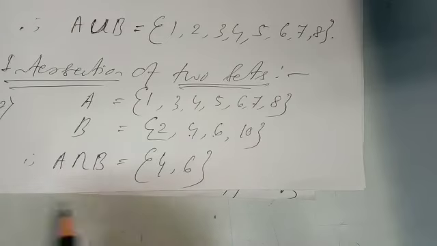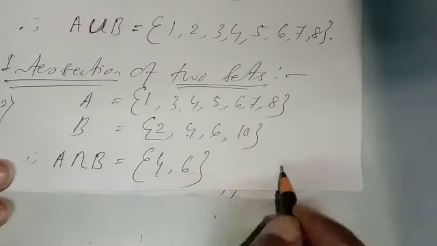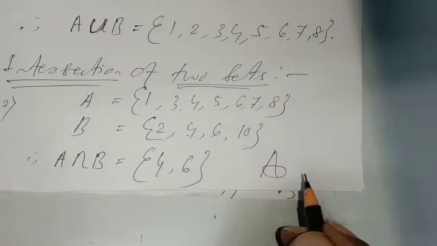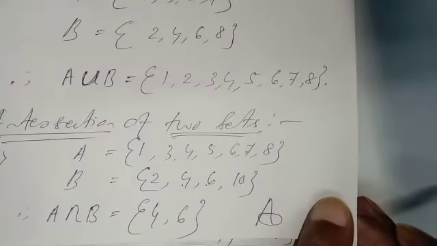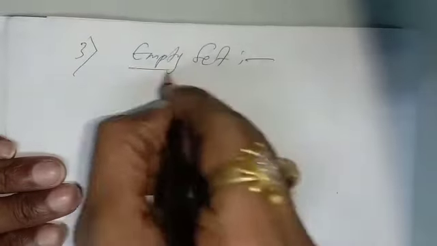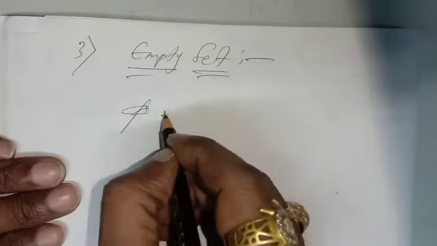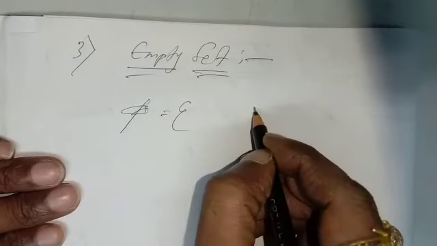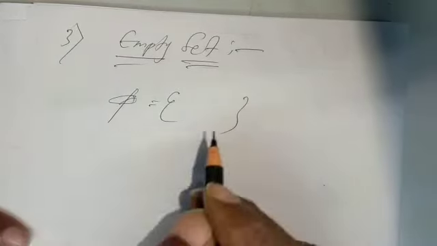That means this is a set intersection. This is a set having common elements between two sets. This is the basic concept of set theory. Okay, let me discuss one more. Next is the empty set. Empty set means it is a set having no element, and it is denoted by phi. You have to write it like this. It is a set having no element.